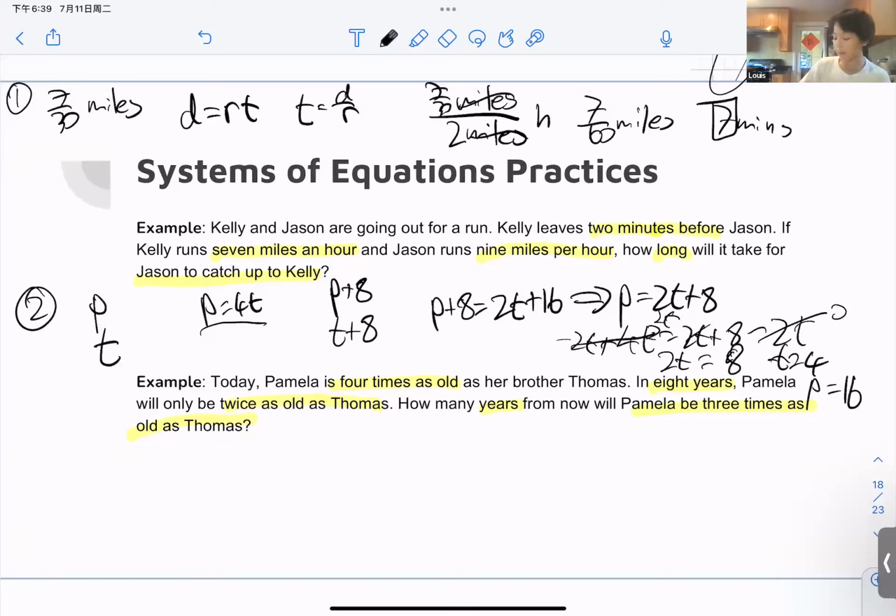And we're asked to find in how many years Pamela will be 3 times as old as Thomas. Using trial and error, we can quickly find that it's in 2 years when Thomas is 6 years old and Pamela is 18 years old. Questions? No questions, and I'll move on.